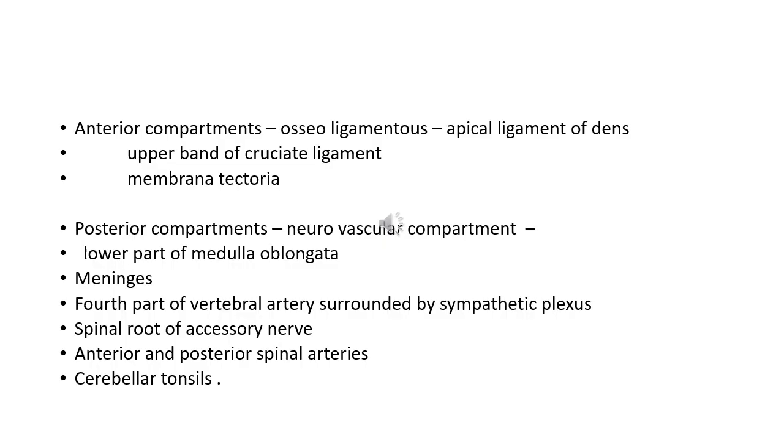The posterior compartment is a neurovascular compartment that contains the lower part of the medulla oblongata, meninges, and the fourth part of the vertebral artery, which is also surrounded by a sympathetic plexus of nerves, the spinal root of the accessory nerve, the anterior and posterior spinal arteries, and also the cerebellar tonsils.